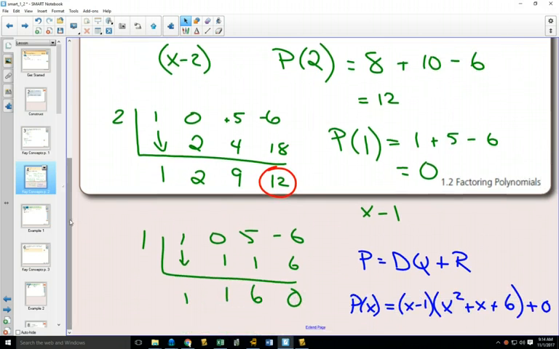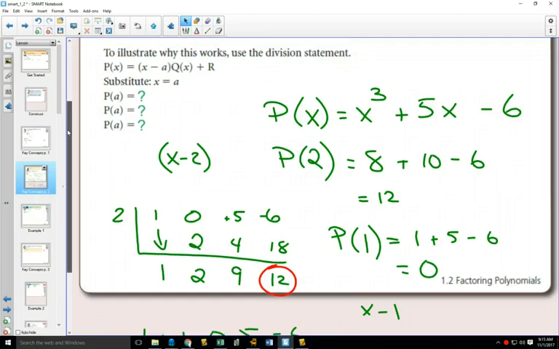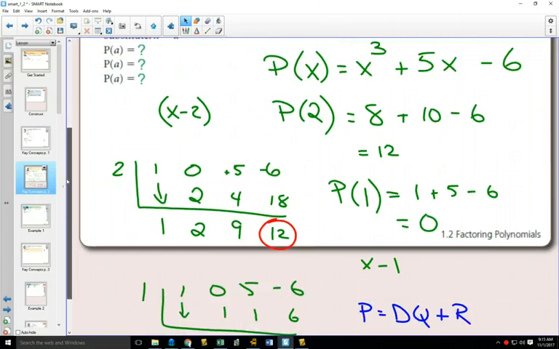And so when we do our synthetic division with 1 and we get our remainder of 0, we can now write our division statement, and our division statement is starting to factor p of x. Wouldn't that be x squared plus x minus 6? This p of x right here would be the x cubed plus 5x minus 6, because we labeled p of x at the beginning to say what it was. And we started to factor that.